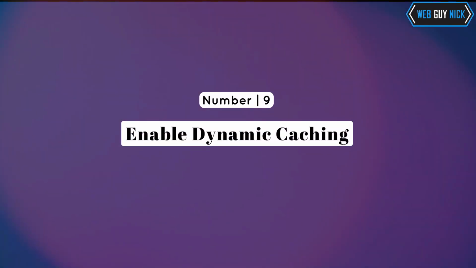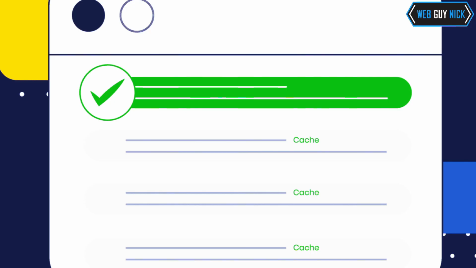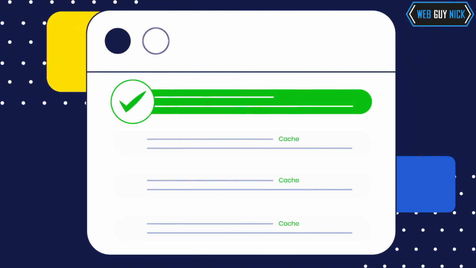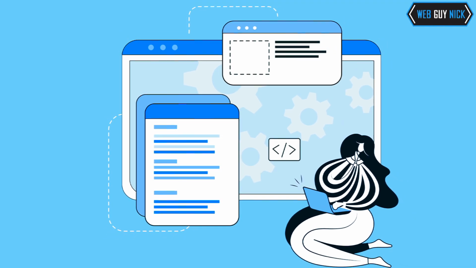Number 9. Enable dynamic caching. Dynamic caching is a crucial step in speeding up your website. Using the SiteGround Optimizer plugin, you can easily enable dynamic caching, which stores generated HTML copies of your web pages, reducing the time it takes to load them.